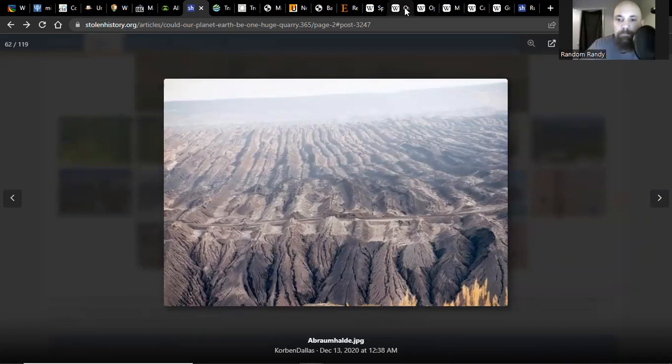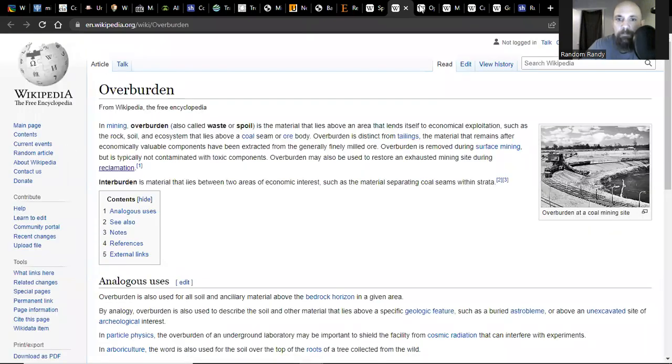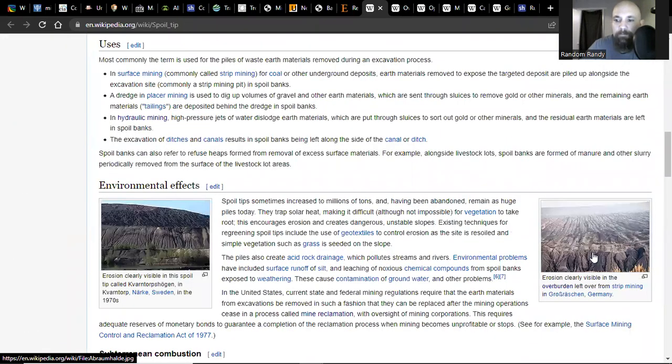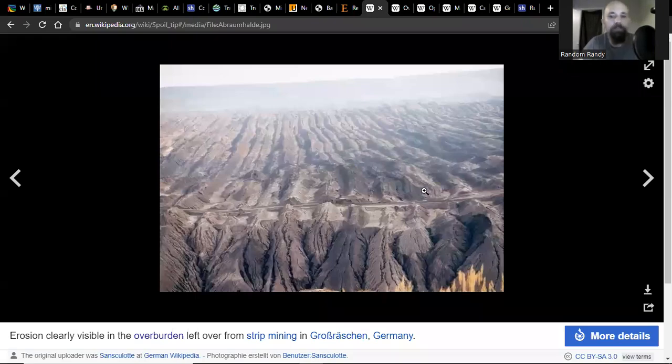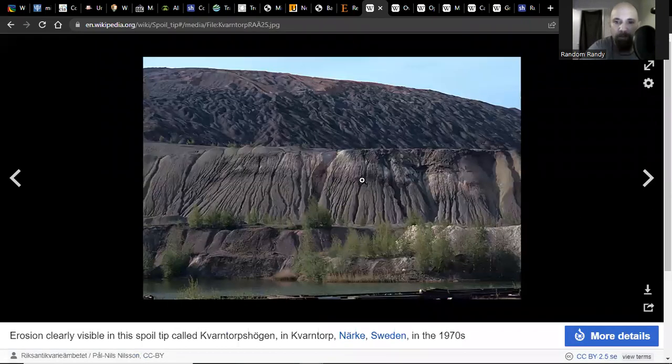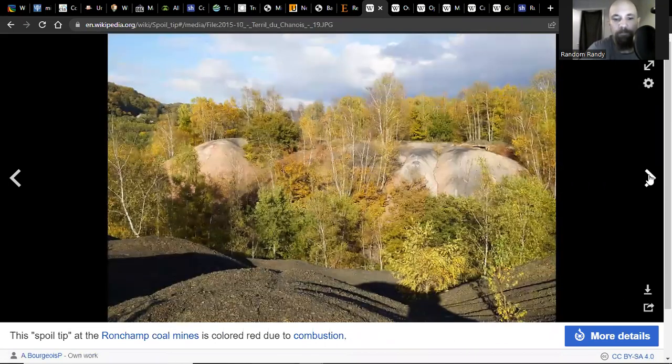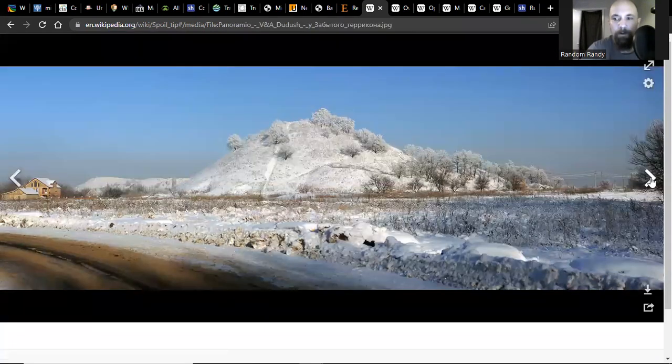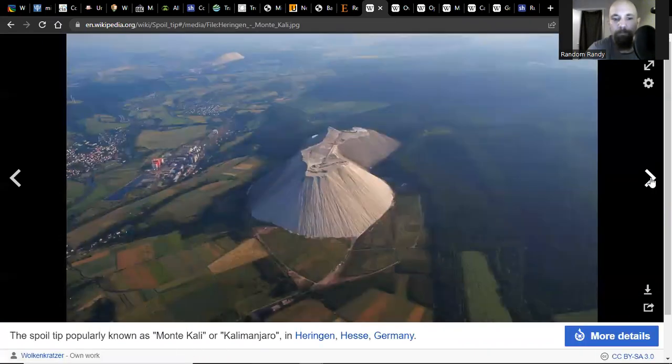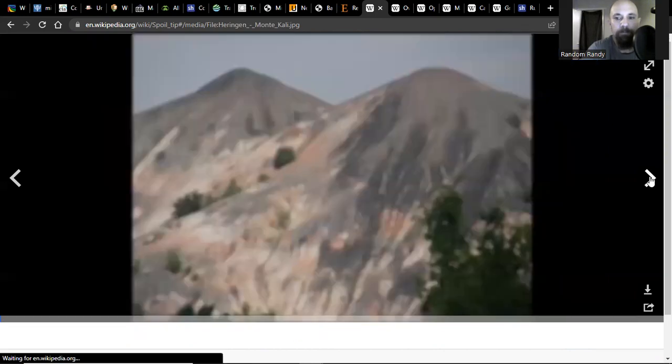This is more overburdened spoil tips. See? Strip mining in Germany. So guess what? The future humanity is going to get to look at this and say, oh, that's natural. They're going to tell them. Sweden, 1970s. All right, we're kind of getting the point. Popularly known as Kalimanjaro. Interesting stuff, right?